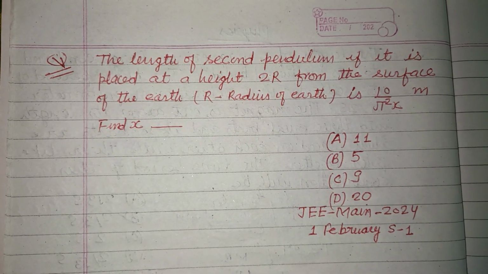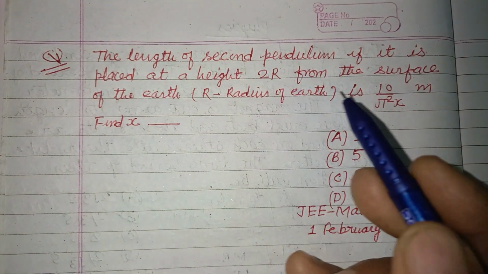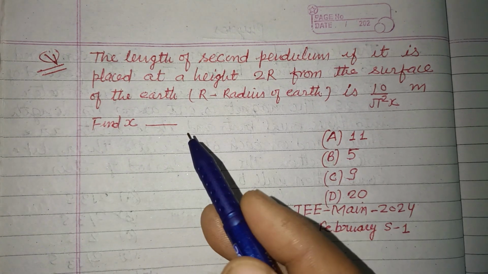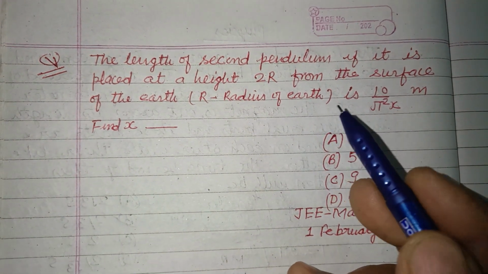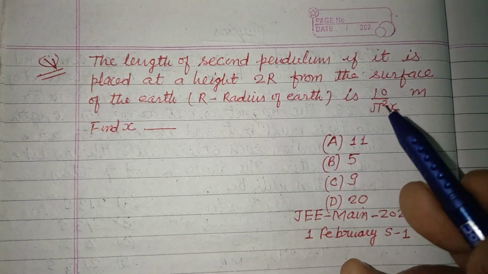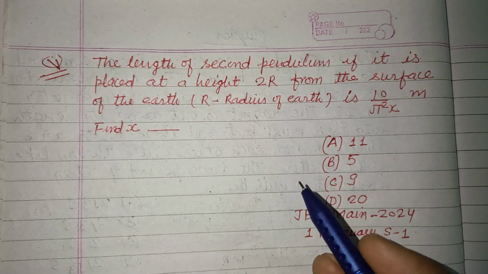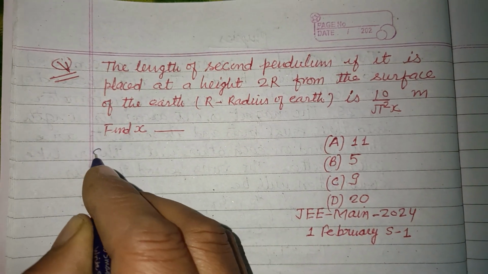This is a question from JEE Main 2024, 1st February, shift 1. The length of a second pendulum, if it is placed at a height of 2r from the surface of the earth, where r is the radius of the earth, is 10 upon pi square x meter. Then find x.